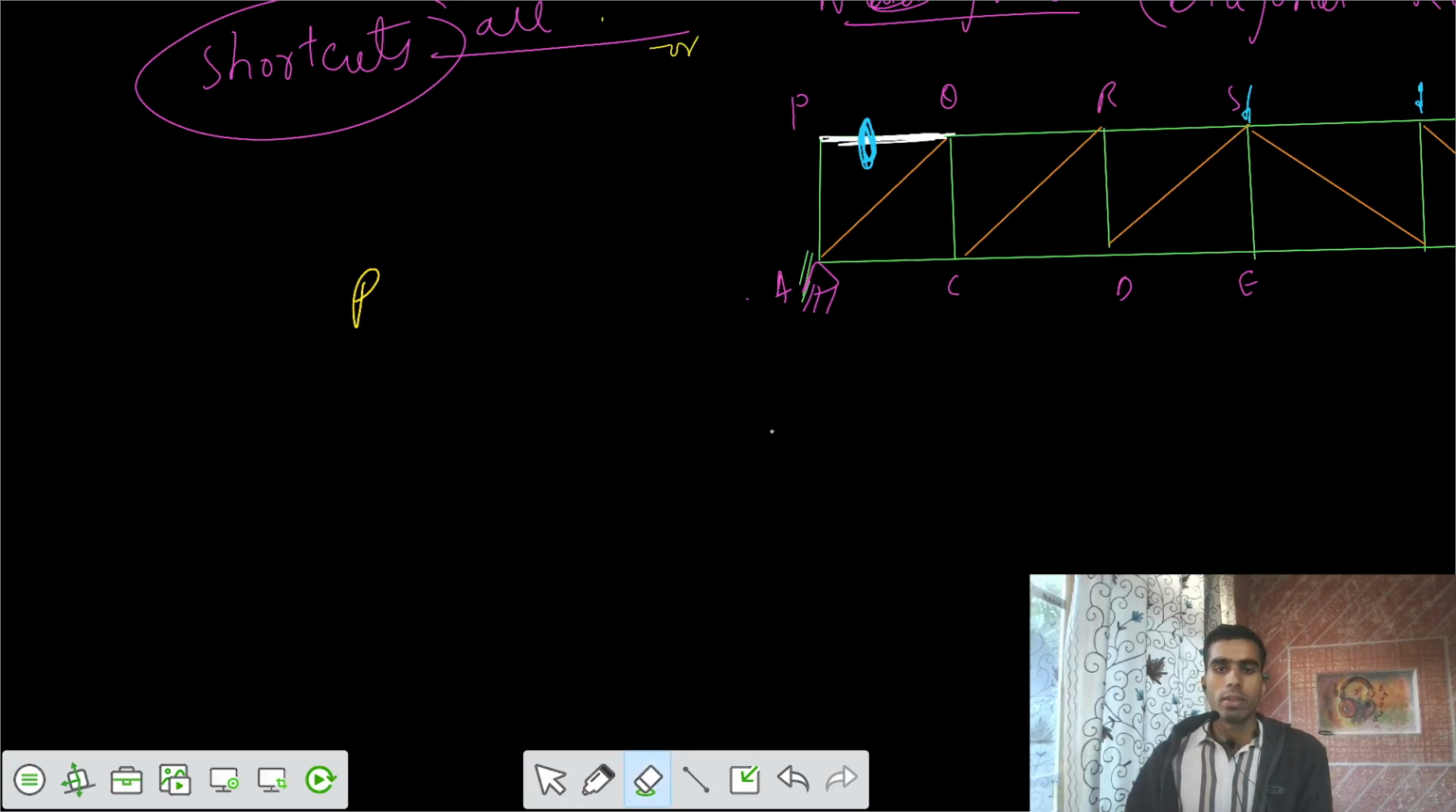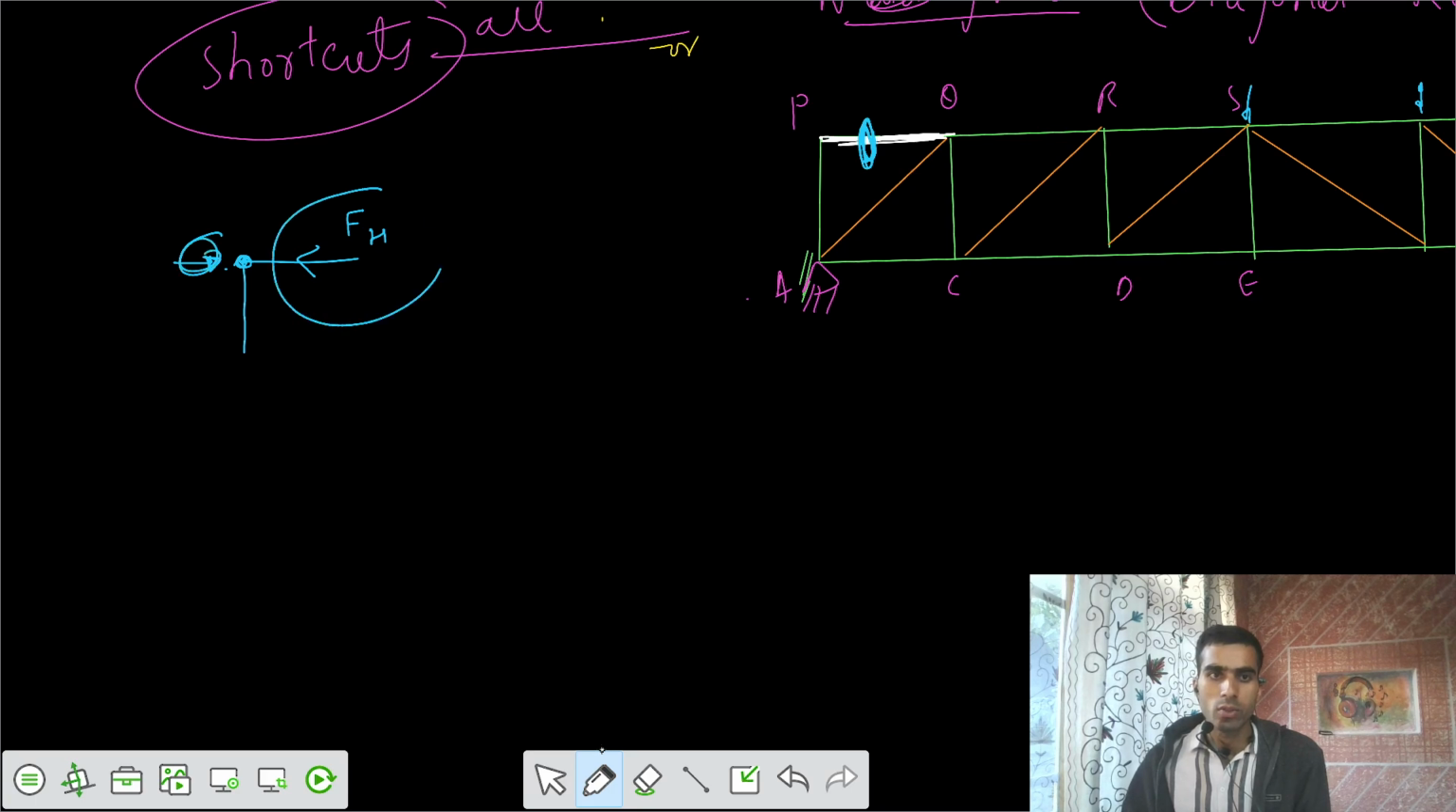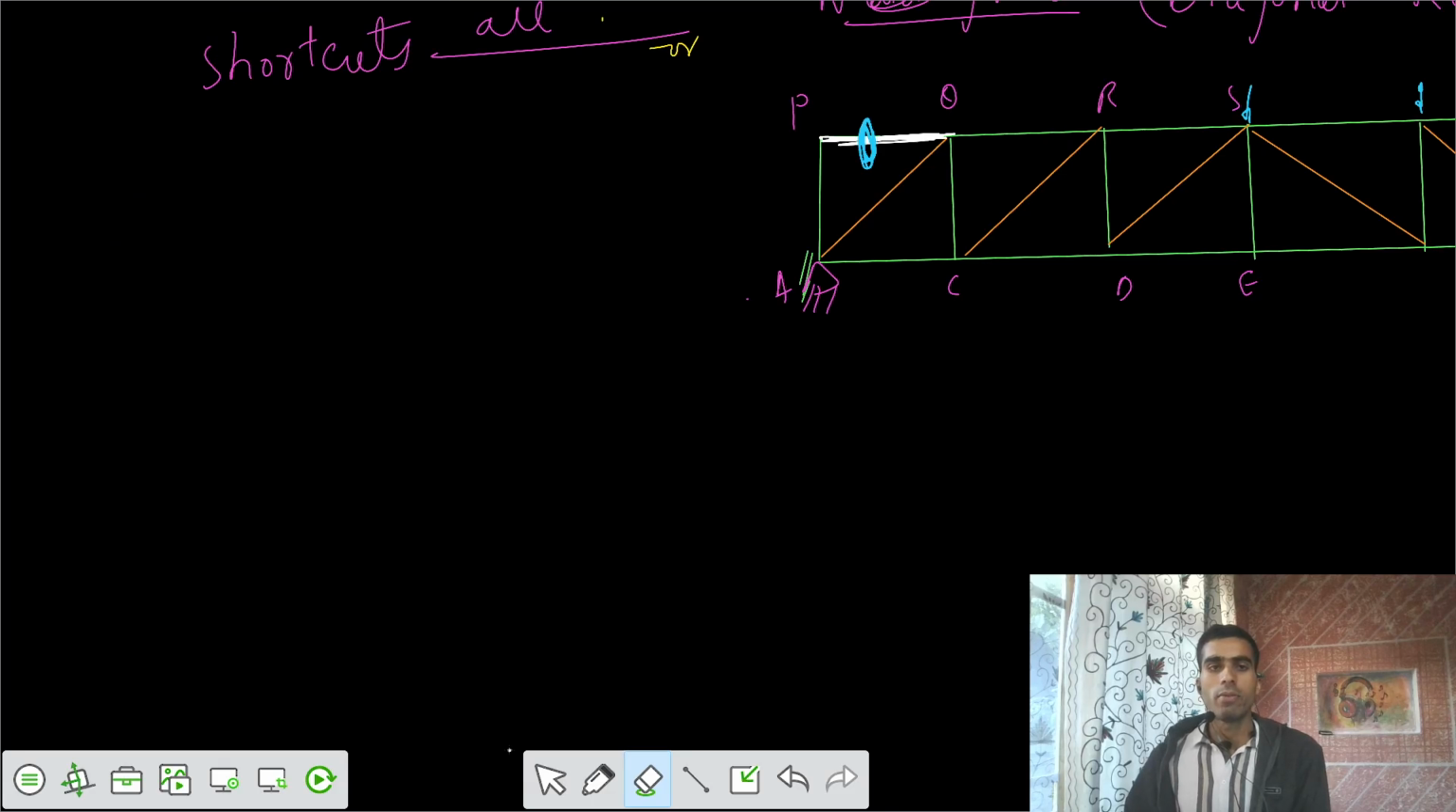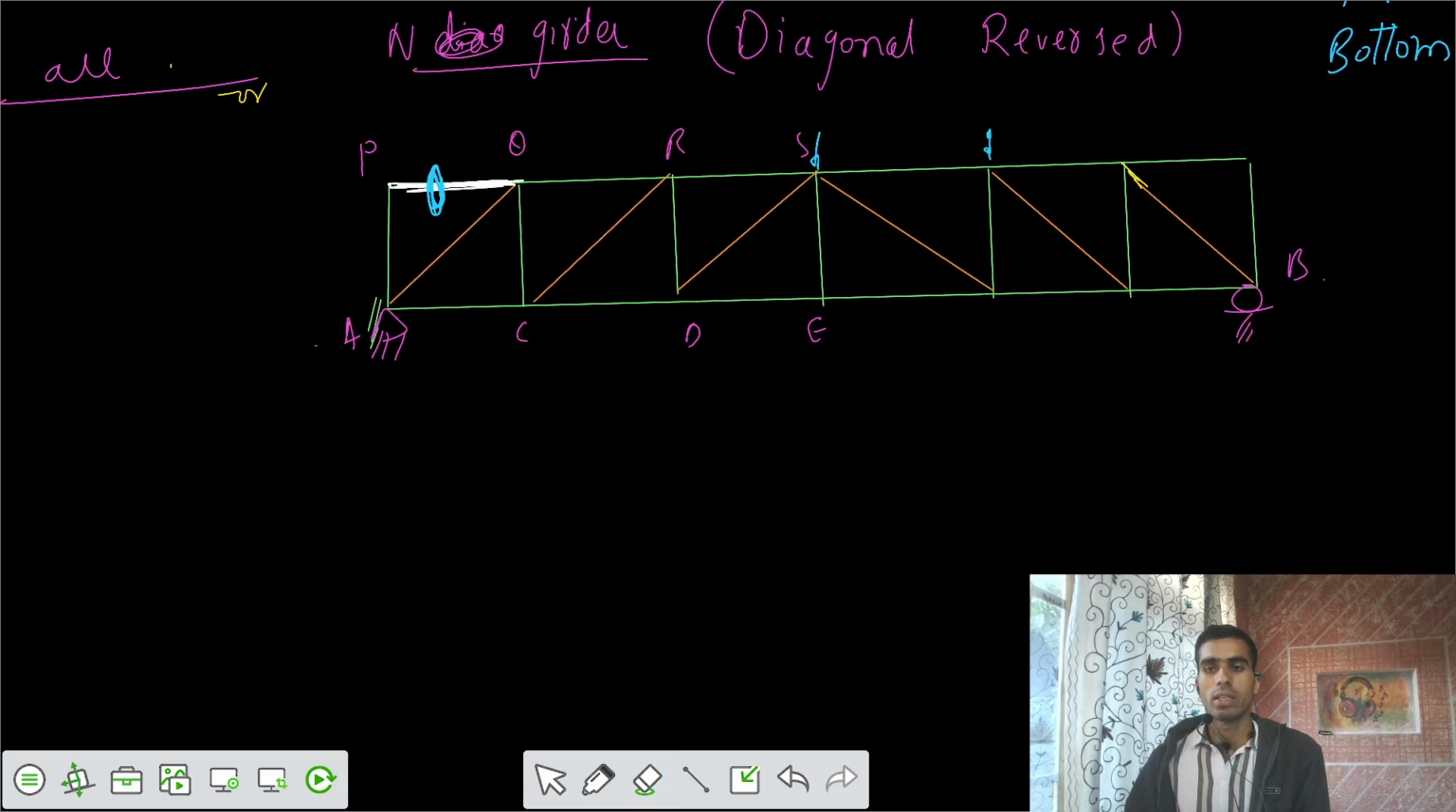Let's assume there is some horizontal force F acting at that joint. The joint should be in equilibrium, but there is no one to balance this horizontal reaction. So this has to be 0. There is no other option. So that's the ILD for this one. First case, PQ, is 0.